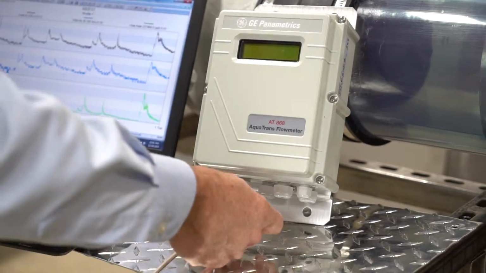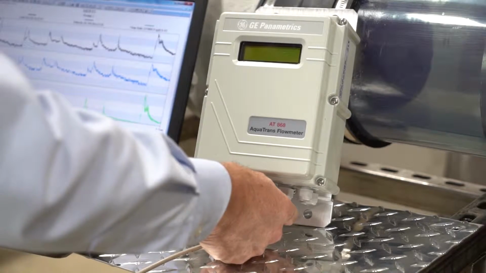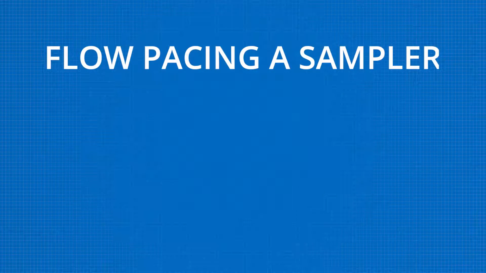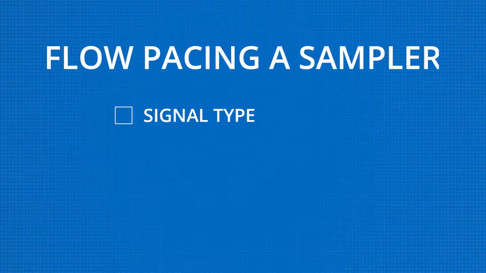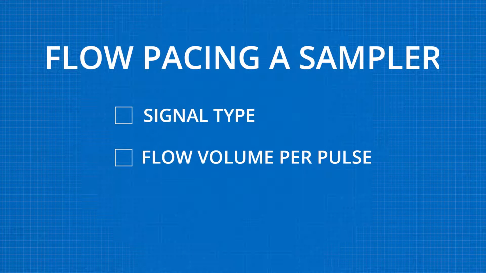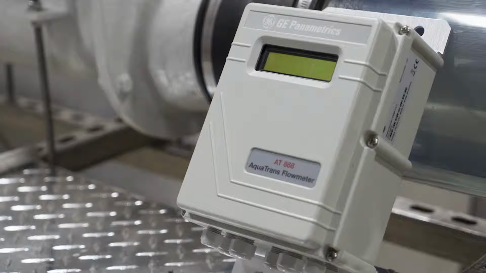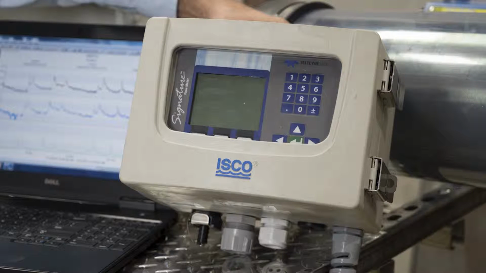Non-ISCO flow meter devices are commonly connected using a 4 to 20 milliamp loop signal. In order to flow pace a sampler, you must know what kind of signal you have and the flow volume each pulse represents. Depending on whether you have an ISCO or non-ISCO flow meter, finding the volume per pulse will differ. Let's start with flow pacing an ISCO sampler with an ISCO flow meter.